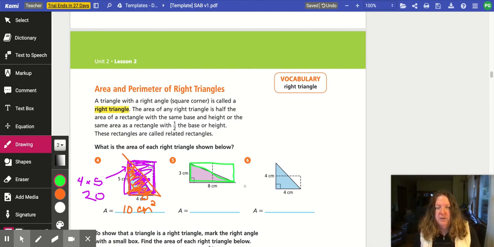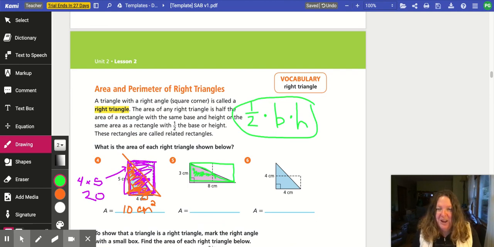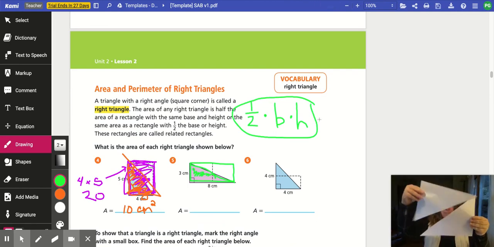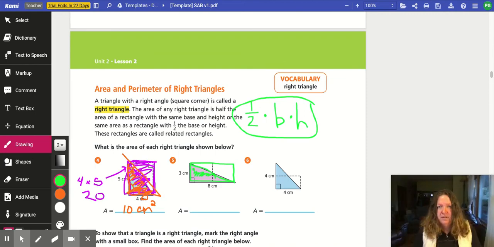Now we know our rectangle base, 8 times height, 3. 8 times 3 is 24, but we only want half of it. So we're going to do 1/2 of a group. And remember, of a group means multiplication. 1/2 of a group of the base times the height. And that is what gives us the area of a triangle, the area of a right triangle. Remember, 1/2 of a base times height.